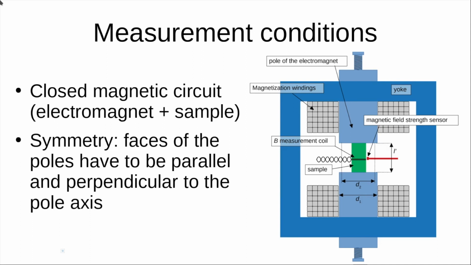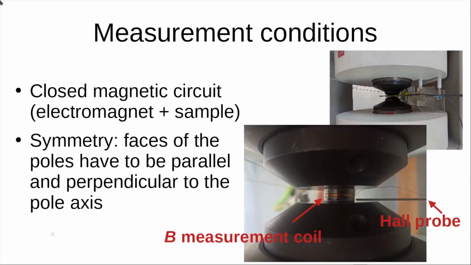The magnetic flux density is measured by a coil and the magnetic field strength is measured by a sensor, such as a Hall probe. In the figure you can see a schematic representation of the measurement setup. In these pictures is shown an example of an experimental setup, with the electromagnet and the sample between the poles. In the zoom picture you can see the sample with a 10-turn coil for the magnetic flux density measurement, and the Hall probe for the magnetic field strength measurement.